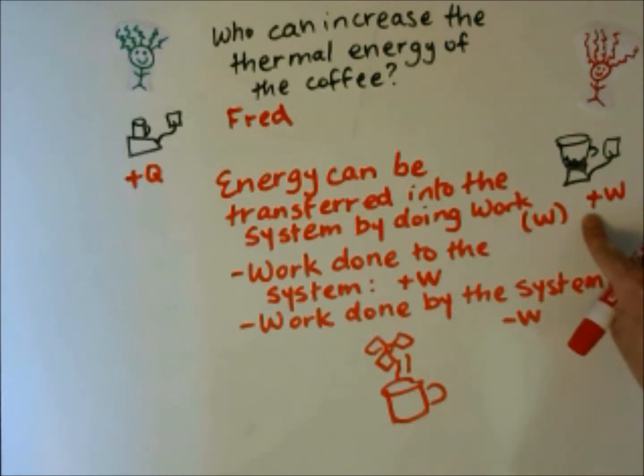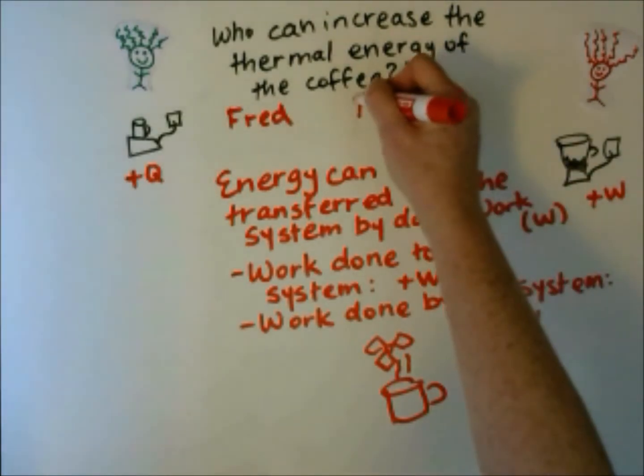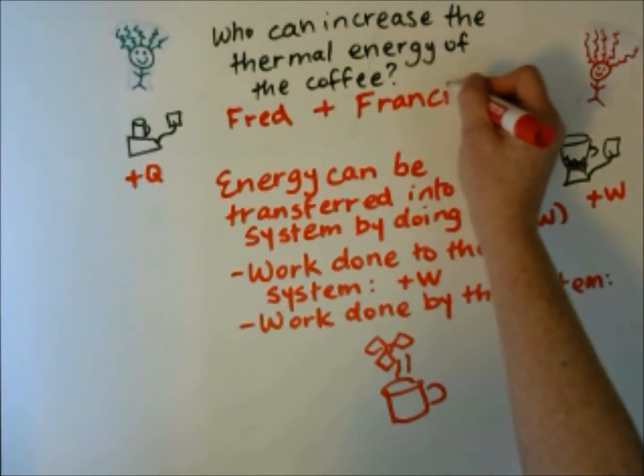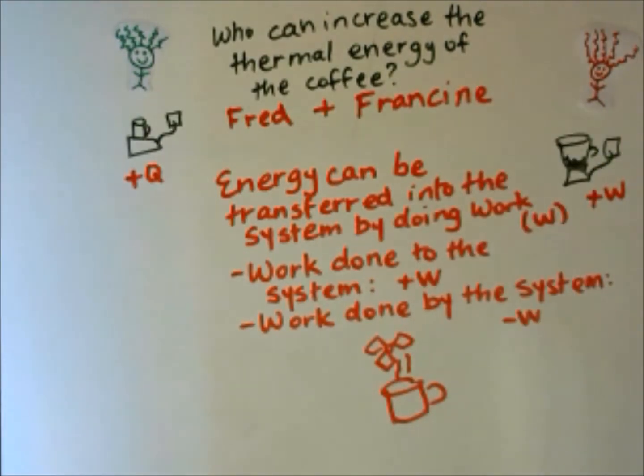The result of running the blender is that the temperature of the coffee will go up. If the temperature goes up, then the thermal energy increased also. So Fred and Francine both were able to increase the thermal energy of the coffee.